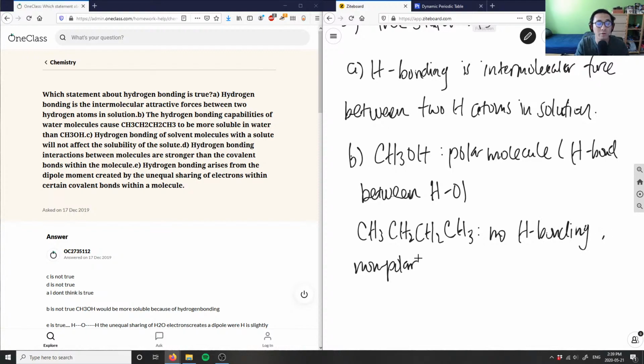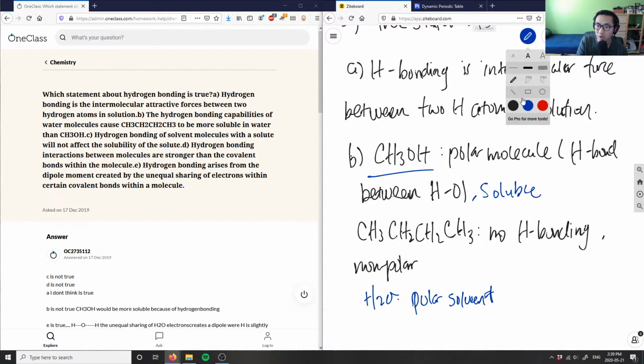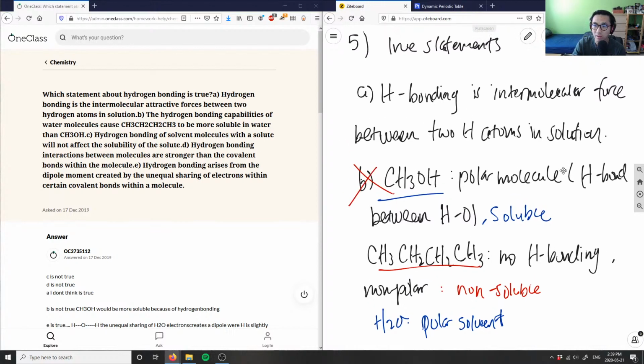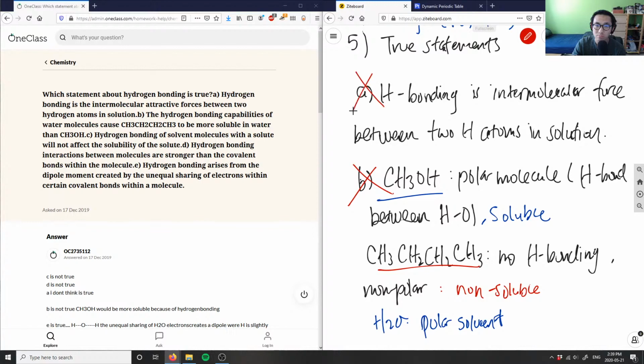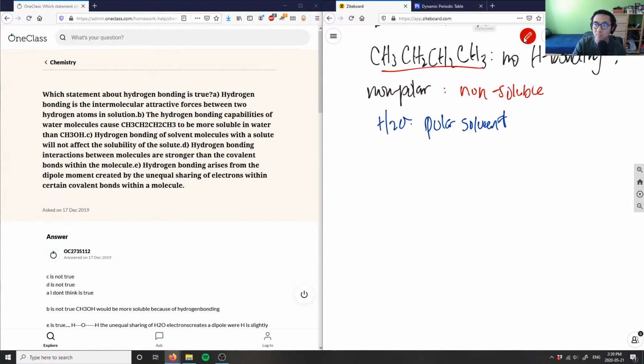And let me do this in blue, because water, I know, is a polar solvent. And if I know that like dissolves like, methanol would dissolve in solution. So this is soluble. And this guy here, butane, is non-soluble, because it's nonpolar. So therefore B is false, because CH3CH2CH2CH3 is not more soluble in water than CH3OH. So I can X this B, not correct. And A is also not correct. I'm looking for the true statements.